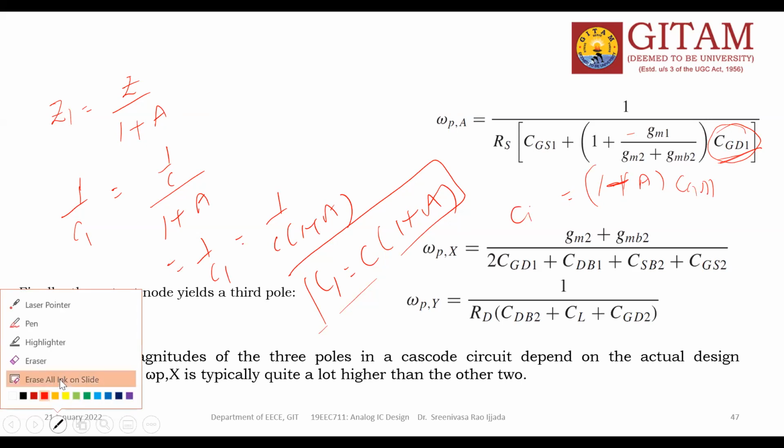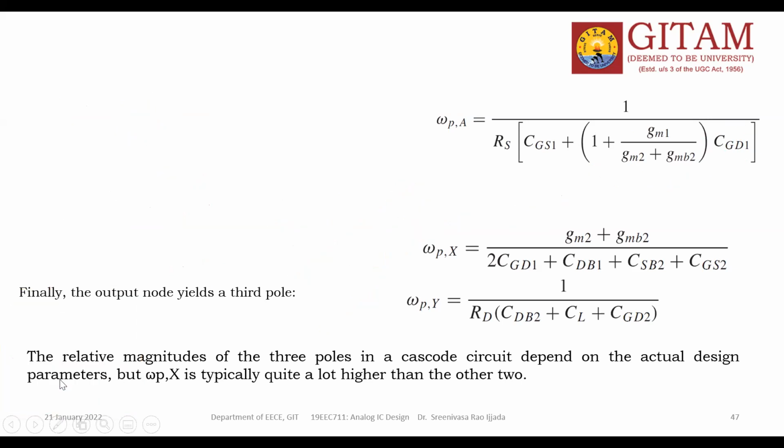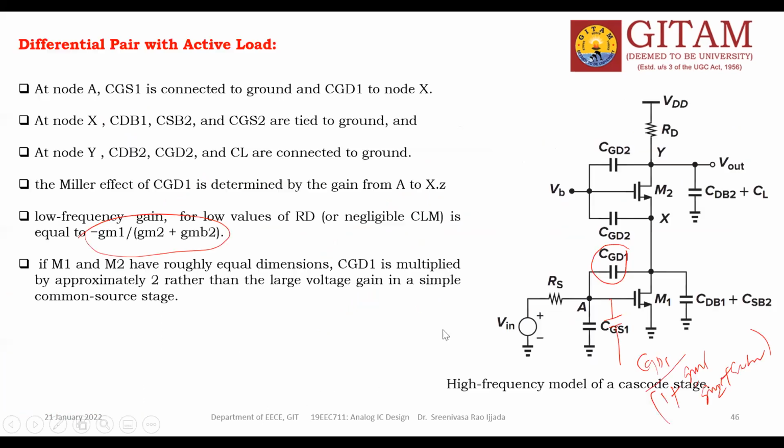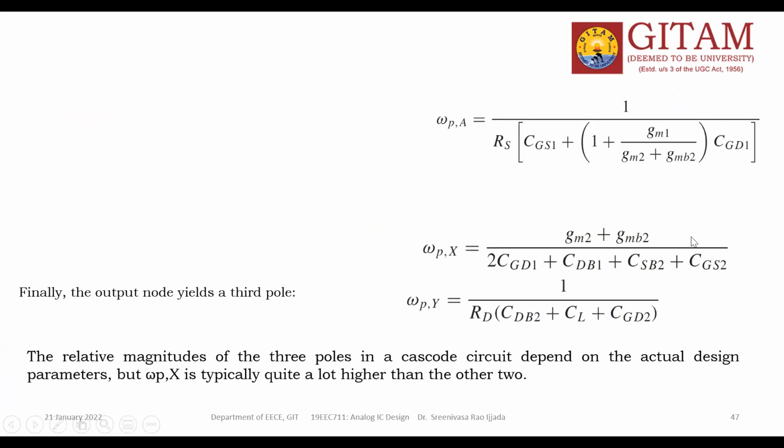Now the pole frequency at A and the pole frequency at X we know. Now at Y, what is the pole frequency? Y is this node. What are the capacitors associated with this one? One and two capacitors, and one more resistance is also directly available, Rd. So 1 by Rd is multiplied with the 3 capacitors: one is the drain to body, one more is the load, one more is the gate to drain. So 3 poles: pole at A, pole at X and pole at Y. We found it simply.